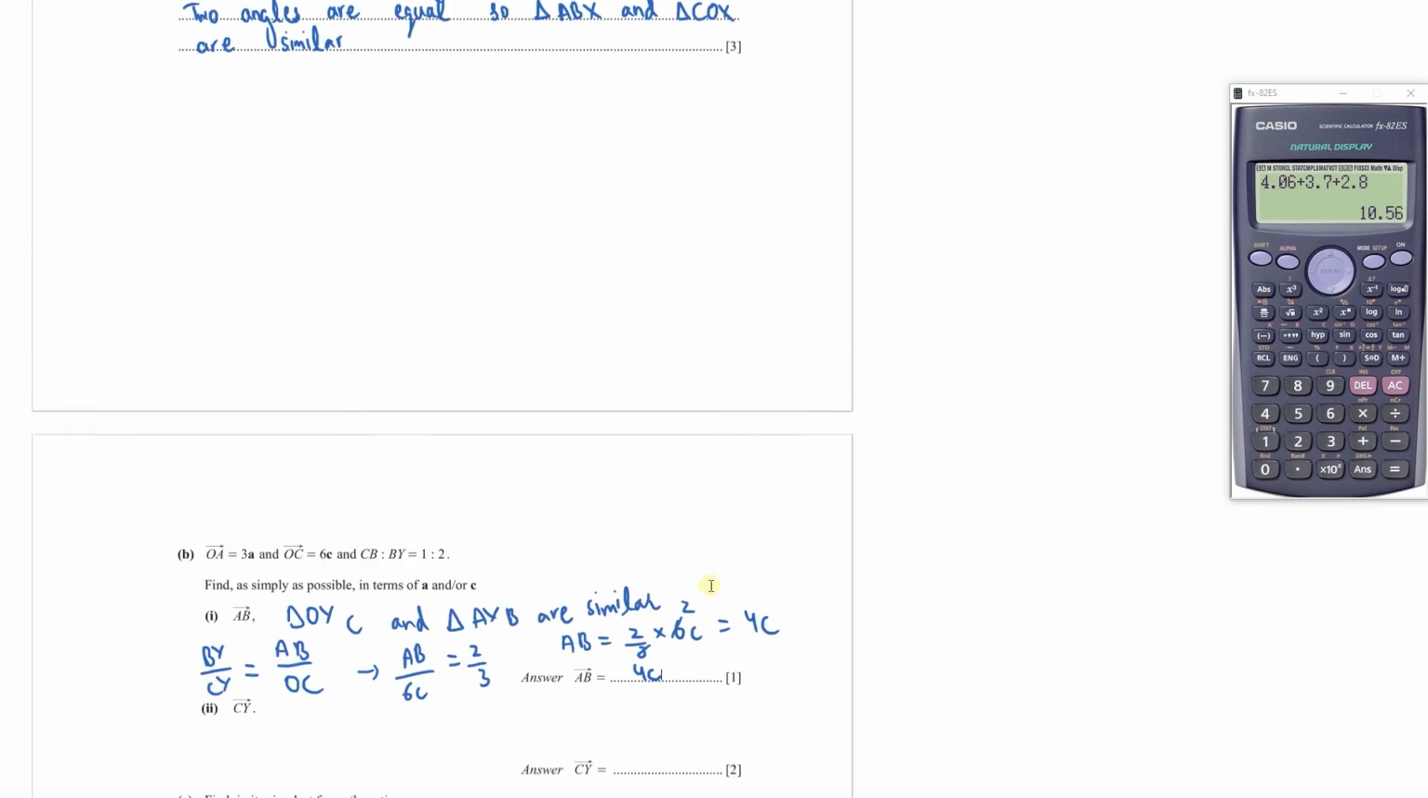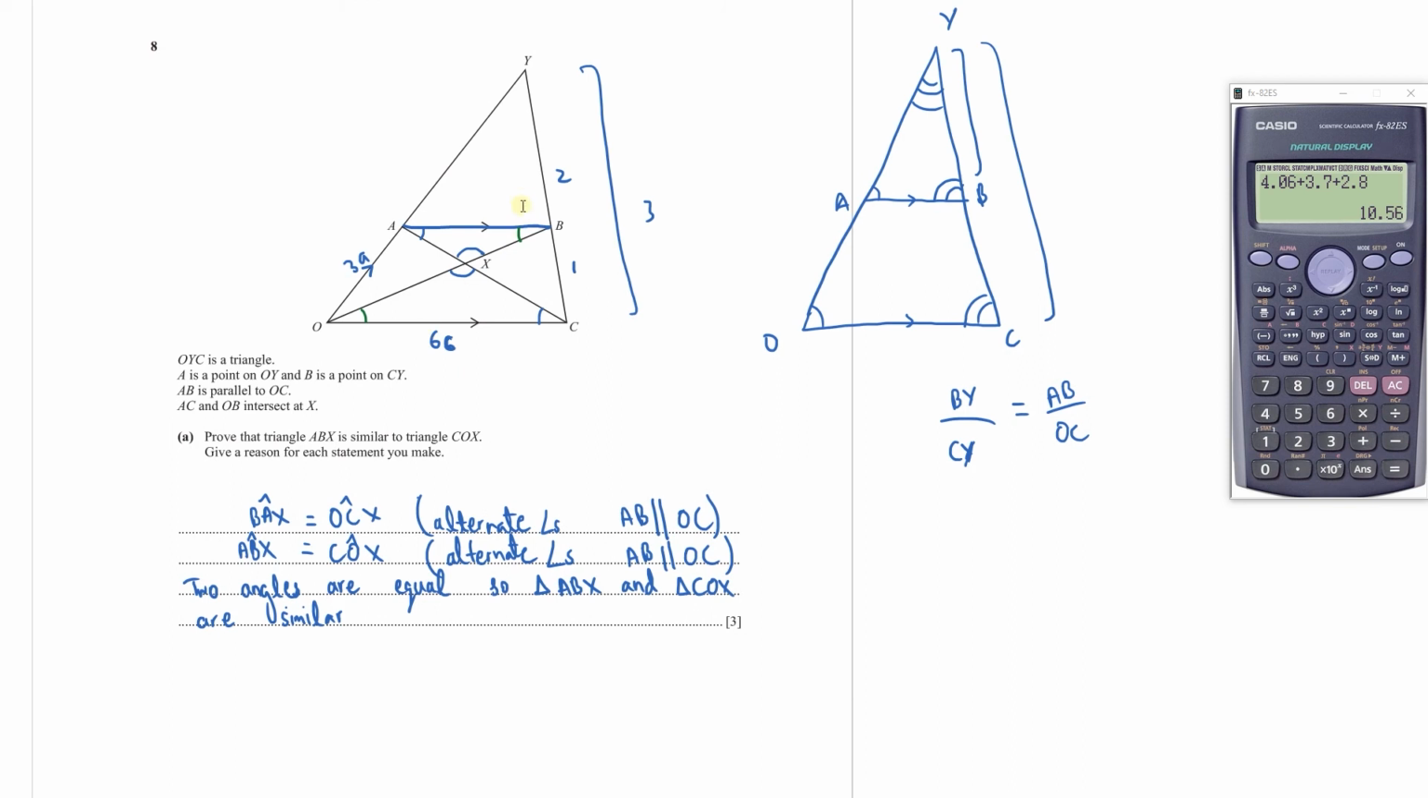The next part is you have to find the vector CY. So CY is this vector, this one here. I can find this vector if I add, using the head to tail rule, CO plus OA plus AY. So I already know CO, I already know OA is 3A. The only unknown here is AY.